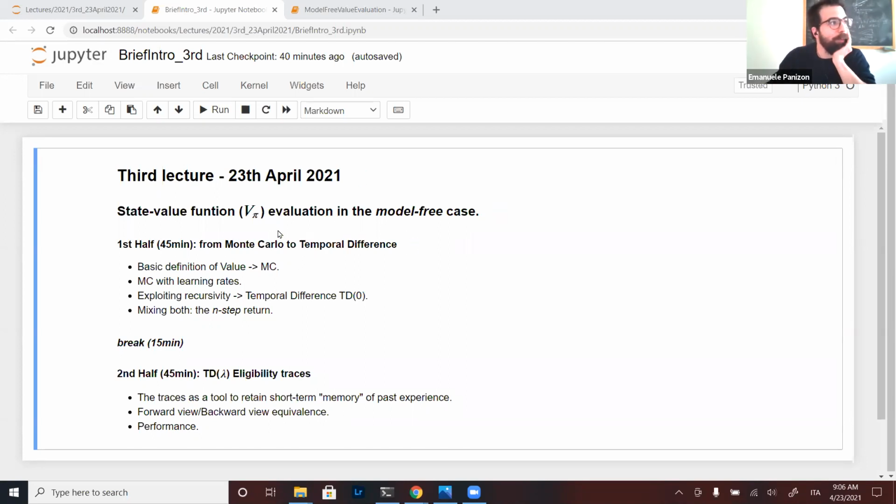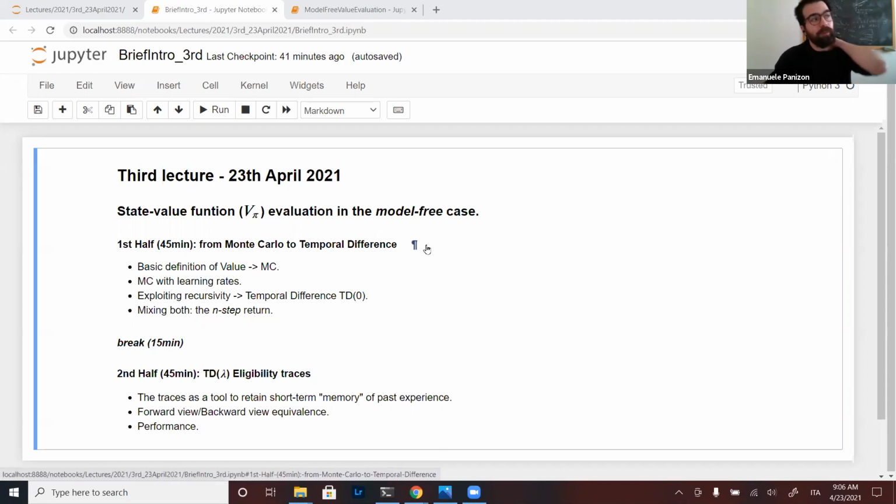So the topic of today's lecture is about state value evaluation. We will not try to find the optimal policy, but we will just have the policy and we'll want to evaluate its value in the model-free case. Up until now, we always knew everything about the model. Then we knew the model, but we didn't know the state. Now we will see that we will know absolutely nothing about the model.